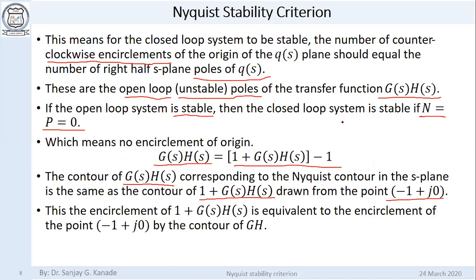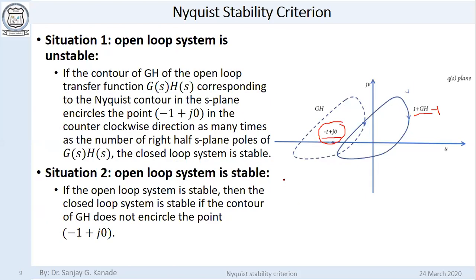So now coming back to our final conclusion from this lecture, there will be two situations as we have been talking about. The open loop system is unstable. Okay, it means the open loop system has some poles on the right hand side of the s-plane. So in this case, the contour should encircle the point minus 1 plus j0 in the counterclockwise direction as many times as the number of right half s-plane poles.